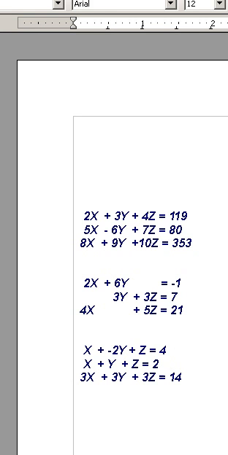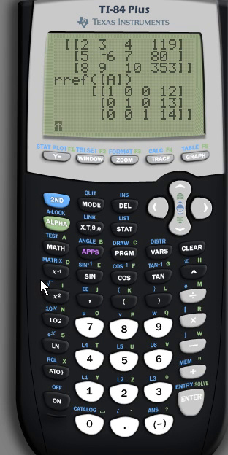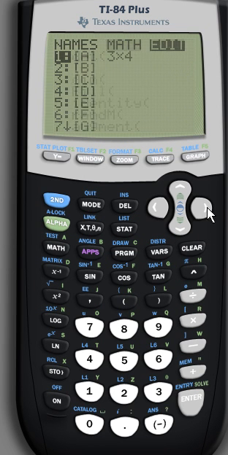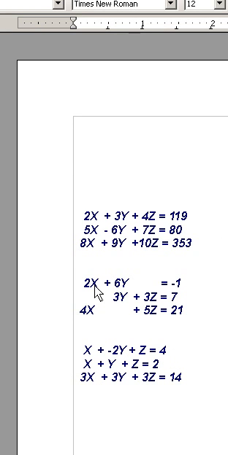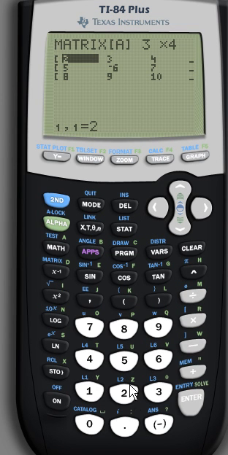Let's look at another example. Let's try this one. The first row is going to be 2, 6, 0, negative 1. When the variable doesn't occur, of course, you have to put a 0 in its placeholder. So I'm going to go back to matrix A to edit it. I still want it to be a 3 by 4, so I just hit enter. Then I go back and find the first row again. 2, 6, 0, negative 1.